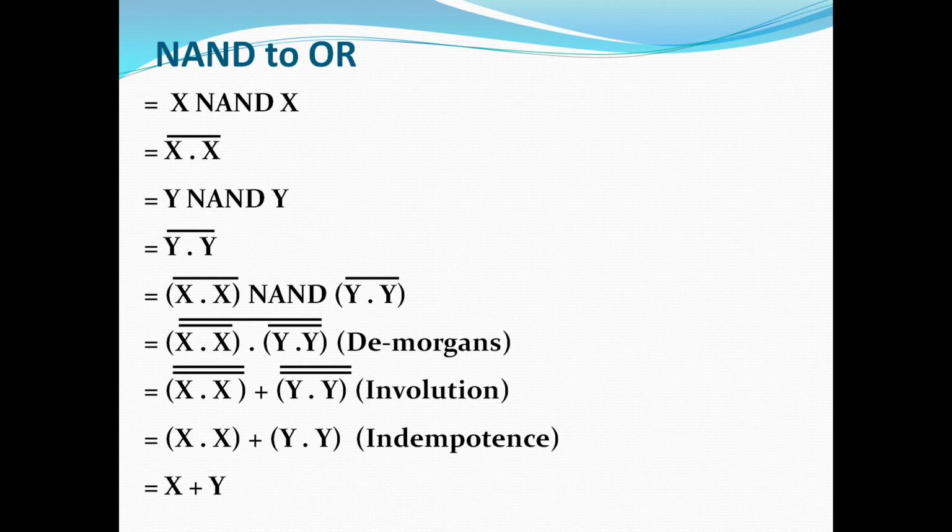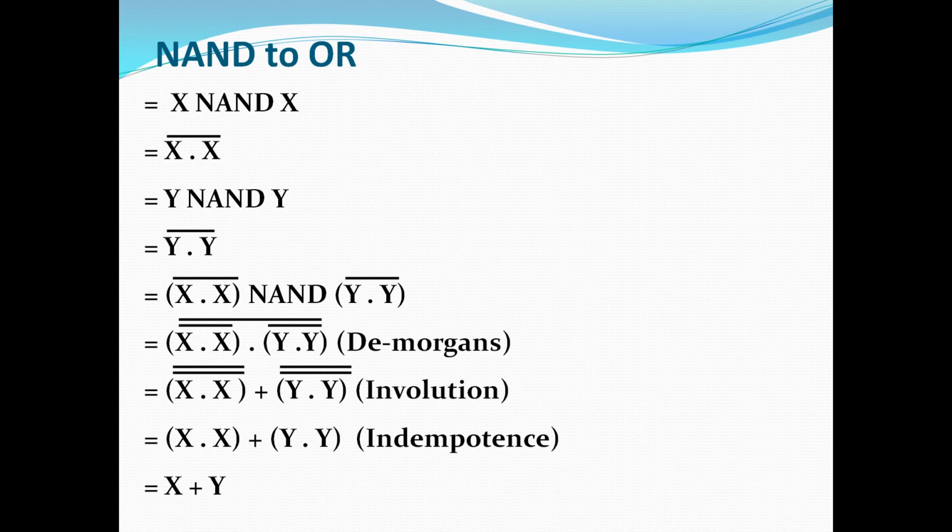Then apply the idempotence law. Idempotence law states that x dot x equals x, y dot y equals y, x plus x equals x, y plus y equals y. So it is possible to remove the duplicates. If you want to remove the duplicates, better to apply the idempotence law. Here x dot x can be written as x, y dot y we can write as y. So the output will be x plus y.